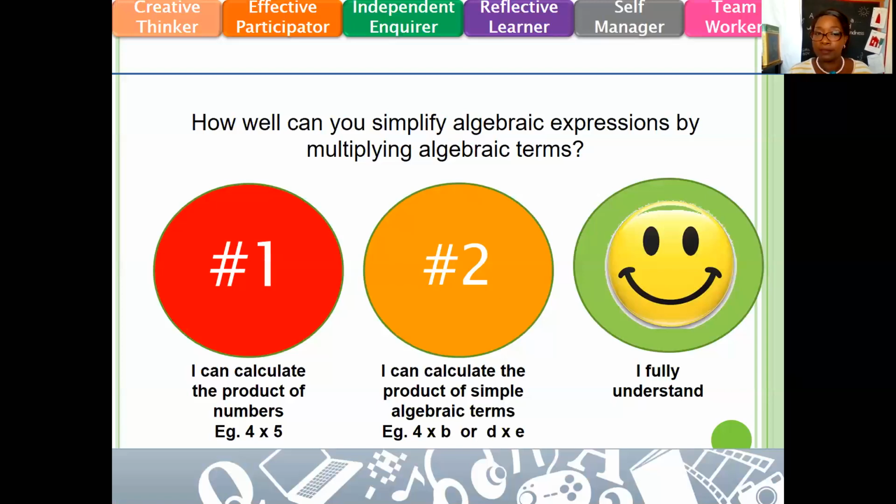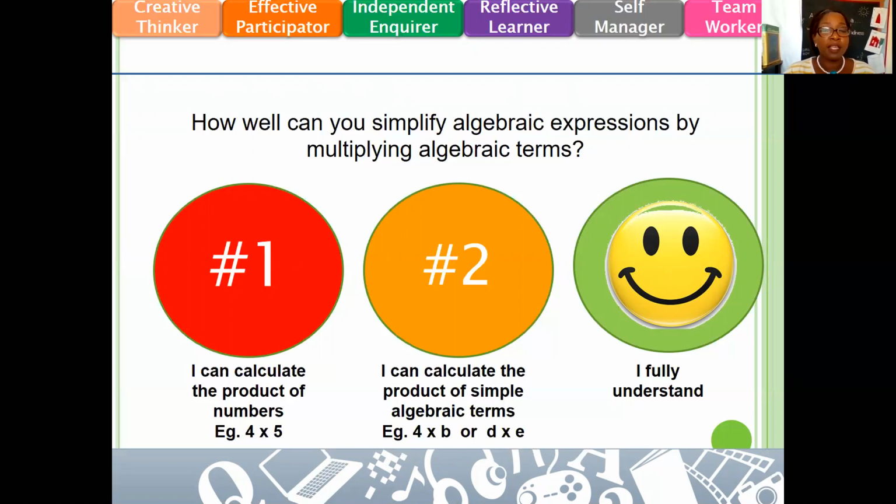Are you at step 1, where you say, you know what, I can calculate the product of numbers. I can do 4 times 5. And that is actually the first step in simplifying algebraic expressions. So if you can do that, that is good. I mean, you're off to a good start. You have a good foundation.